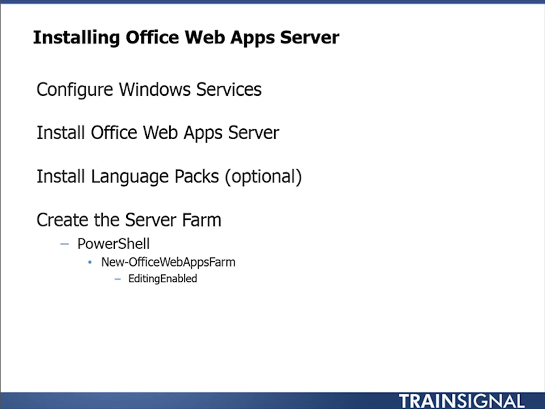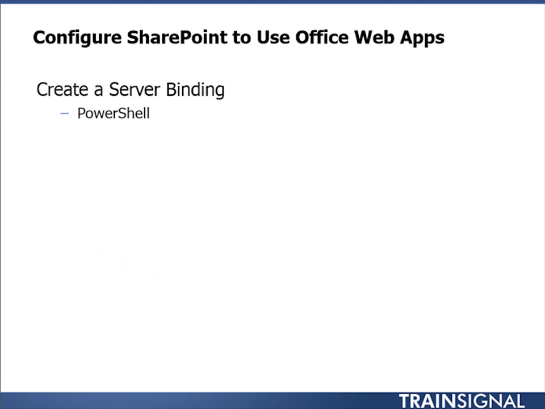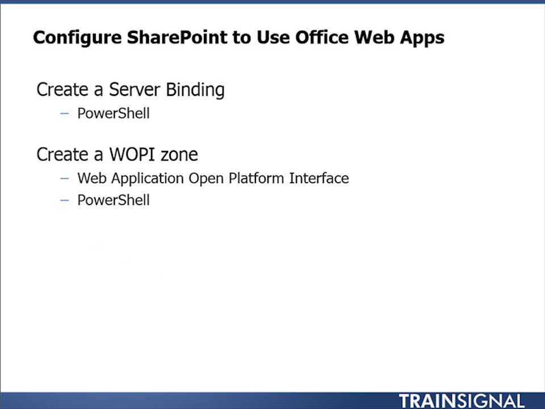Once I set up the Office Web Apps Farm, then I need to configure SharePoint to use it. To configure SharePoint to use it, what I'm going to need is a server binding, and by the way, this can only be done through PowerShell. Then I need to create a WOPI zone, which stands for Web Application Open Platform Interface. And again, that can only be done through PowerShell. Once I set up my server binding and the zone, then I'm able to do my viewing and my editing of my documents.